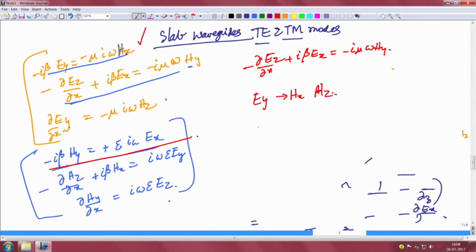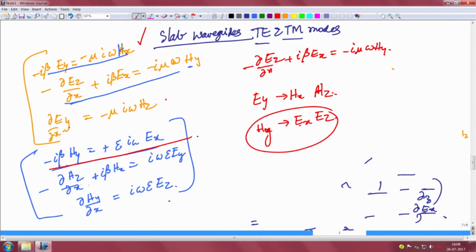Similarly, the Hx component can be related to the Ex component and the Ez component. So, the conclusion is that we can group the fields in terms of Ey, Hx, Hz, and the Hy component in terms of Ex, Ez.